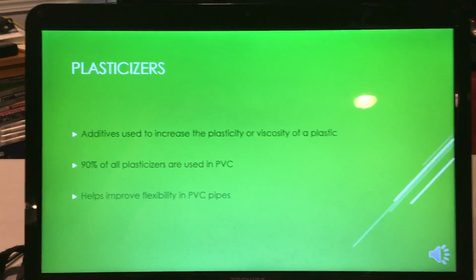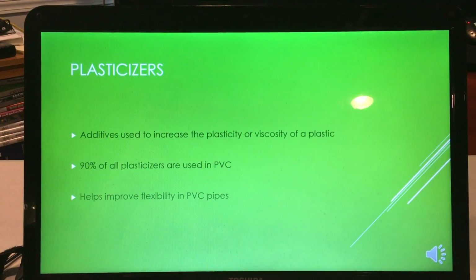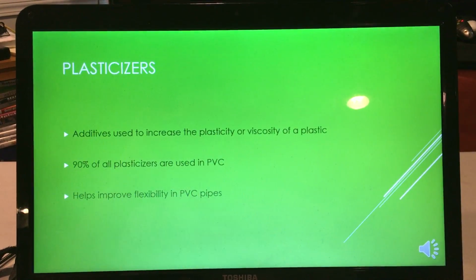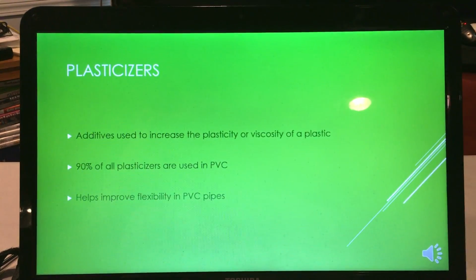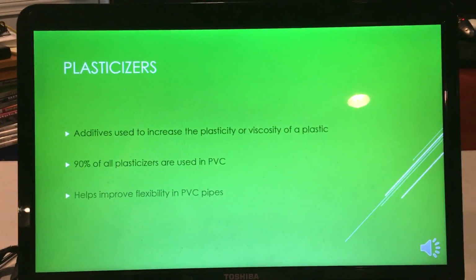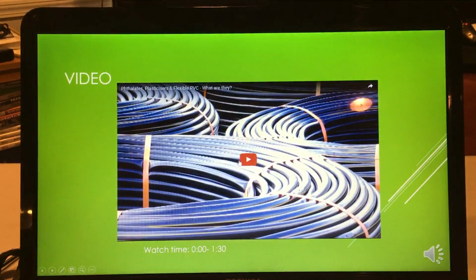One major aspect of PVC is plasticizers. A plasticizer is an additive used to increase the plasticity or the fluidity of a plastic. Of all the manufactured plasticizers in the world, 90% are used for PVC. It helps improve the flexibility of PVC so that it can be morphed into pipes. And here is a video about that.